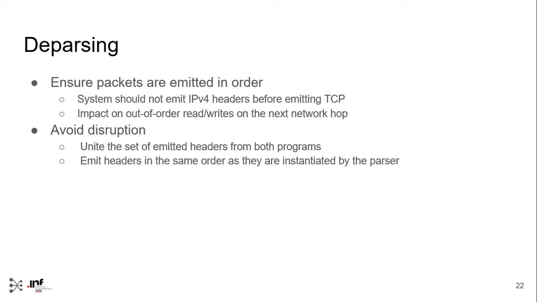First, we unite the sets of emitted headers from both programs into one single set. Now that we have all the packet headers that must be emitted, we emit them in the same order that is instantiated by the parser. For example, if the resulting parser extracts first TCP and then IPv4, we will emit them in this order.